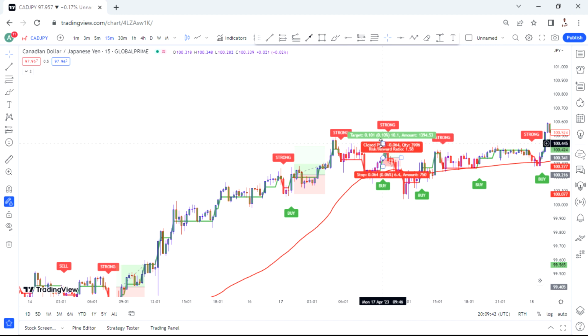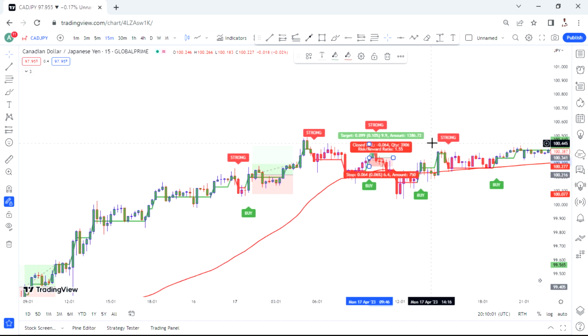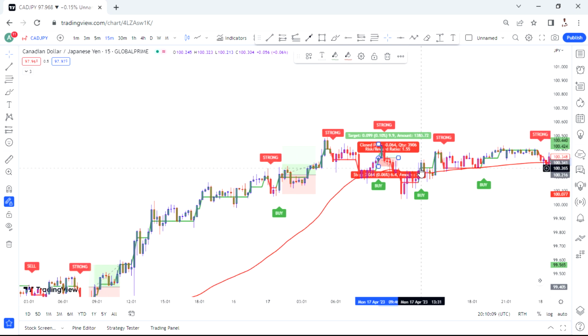I think if I get the 1.5 correct, it will be in profit, but my mouse and my hand cannot pick this correctly. If you can see the risk to reward, this is the risk to reward here. Let me zoom for you to see. So the risk to reward showing here is 1.55, but we want 1.5. Okay, so that is that setup.